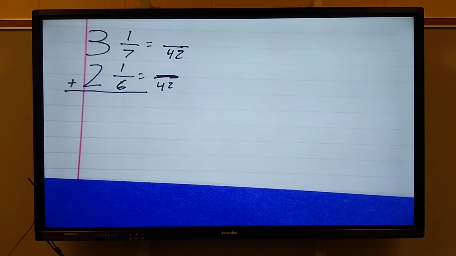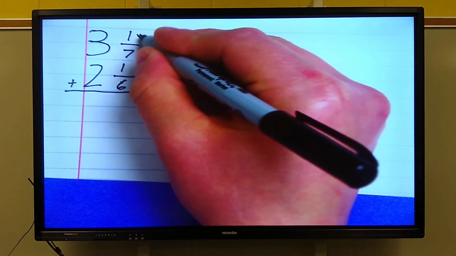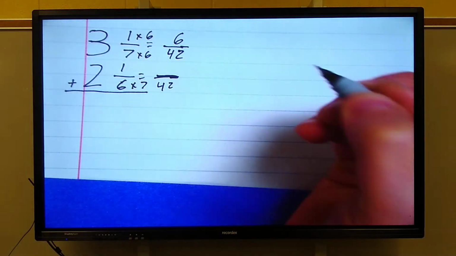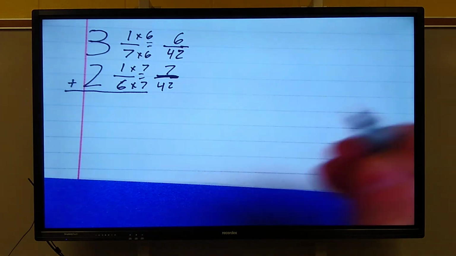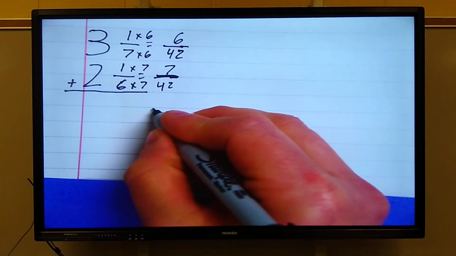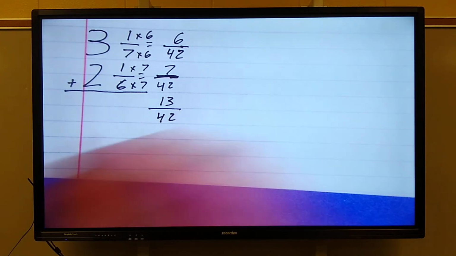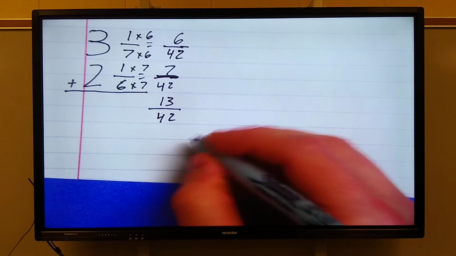All right, let's find our numerators. 7 times 6 is 42. 1 times 6 is 6. 6 times 7 is 42. 1 times 7 is 7. Now you add up the numerators. 6 plus 7 is 13. And then my denominator stays the same. Ask yourself if it's an improper fraction. Is it? No. Ask yourself if it is in simplest form.